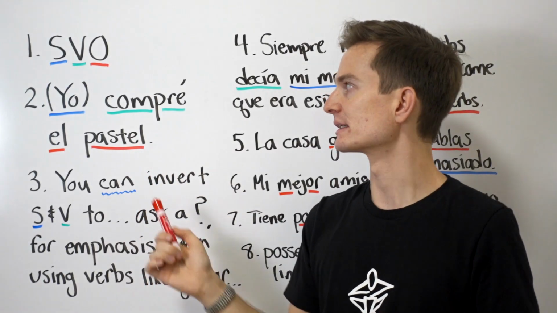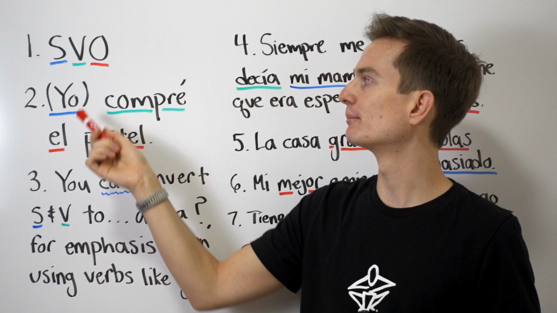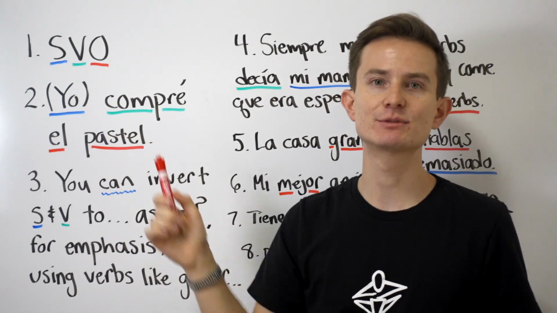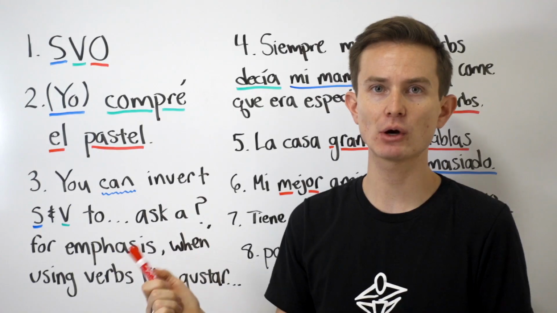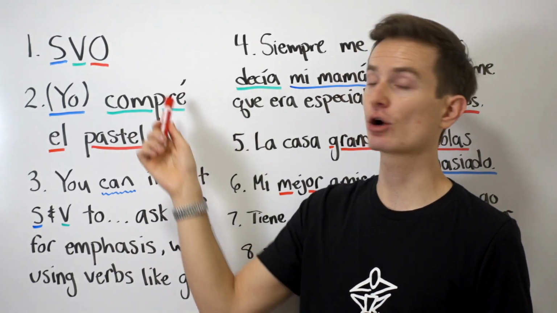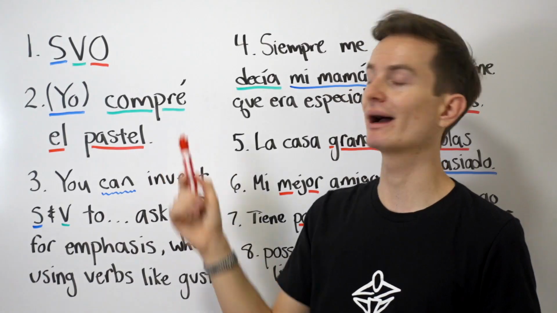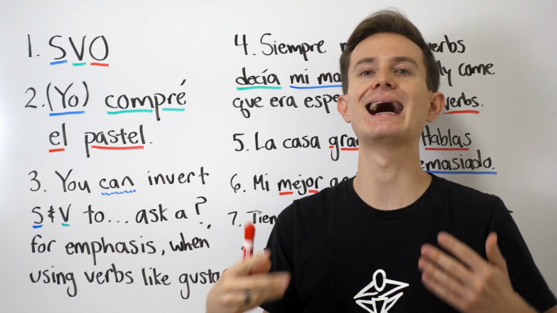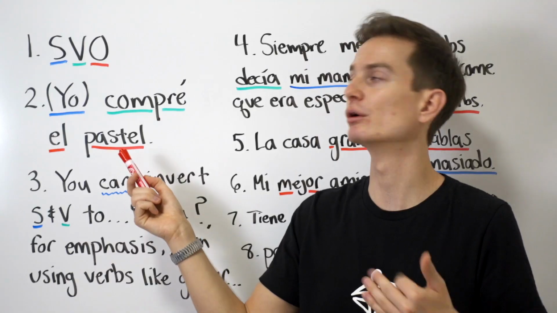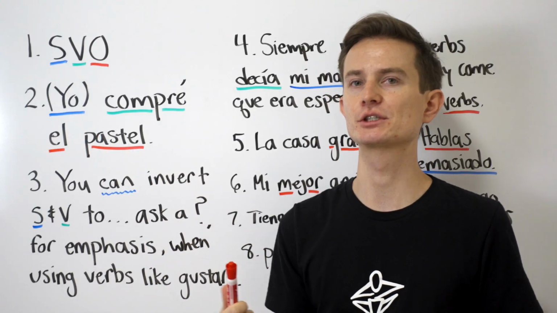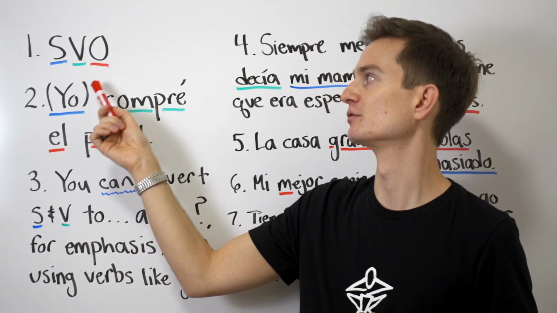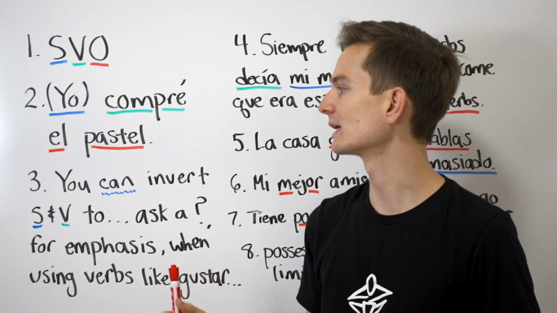Now, notice, I put these in parentheses. Why? Well, because it's not always that native Spanish speakers are going to use that subject pronoun. They might just say compré. Because if I understand conjugation rules, then I know, oh right, if I say compré, that means I bought. So I can just say compré el pastel. All right, we'll just add in the yo for extra context. Okay, but that is the basic sentence structure in Spanish. Subject, verb, object. Boom. Awesome.